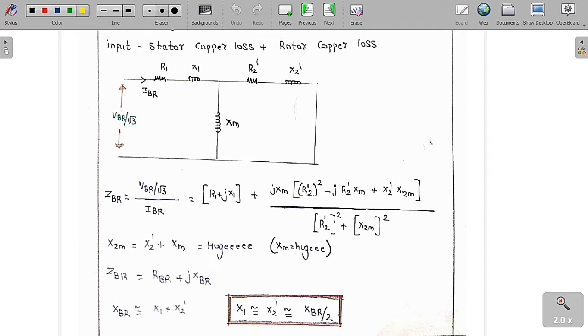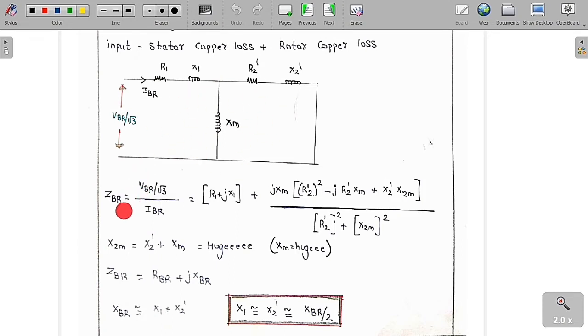Now I have already told you this is a per phase diagram. I have already told you the stator will always be connected in a star connection, so this is a per phase diagram. Line voltage is equal to √3 into phase voltage, so phase voltage is equal to line voltage by √3. So the voltage is VBR by √3, and this is the current IBR. This is an approximate circuit, and now we will analyze one thing.